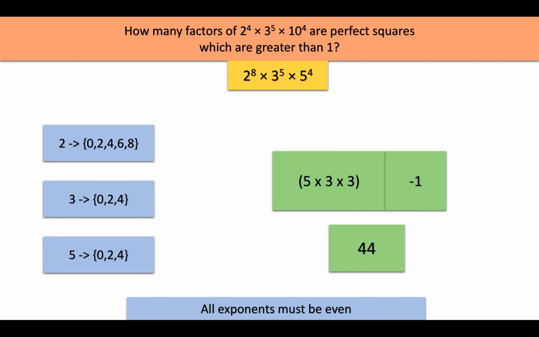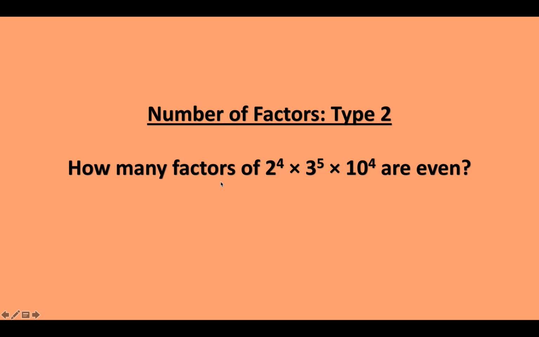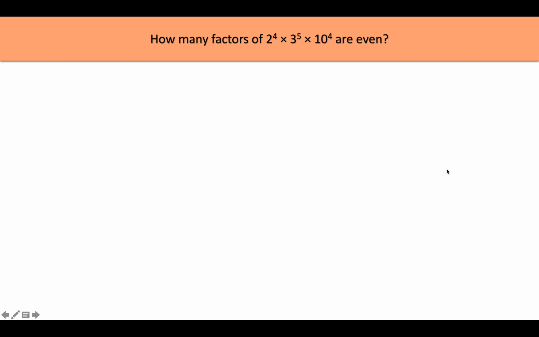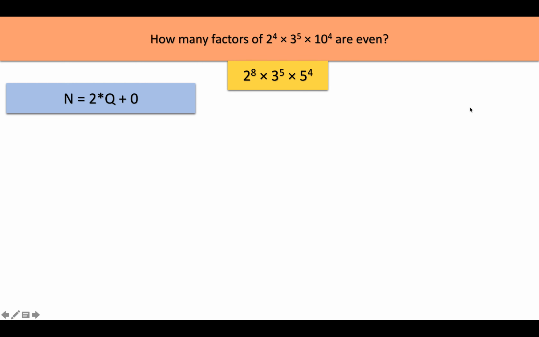So let's move on to the next question type that we have. How many factors of this are even, right? Till now we did how many factors are perfect squares and greater than 1. Now we'll do factors that are even. If you understand the previous one absolutely, I would recommend that you pause here and try this problem yourself, right? So again, we'll first start by writing the prime factorization, and then we'll see what even numbers actually are.